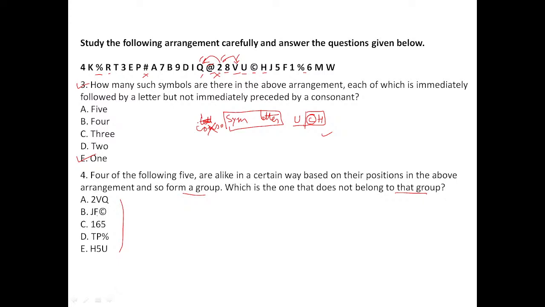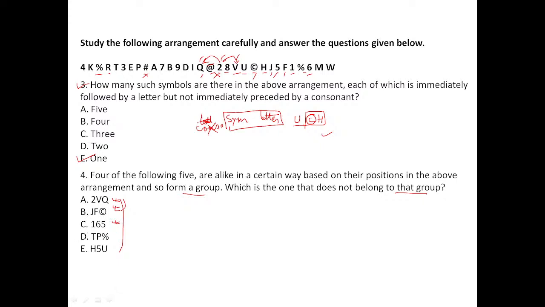Moving to the next, option B, JF copyright. Here is J, 1 drop, F, 1 drop on the left-hand side as well, copyright. Yes, it's also satisfied. So when these 2 options follow the same logic, you can be quite comfortable thinking that this is the logic. Now you have to check in which option this logic is not followed. Among the rest of the 3 options, maybe you can get the answer. Let's check 165. Here is 1, 1 drop 6, 1 drop on the left as well, it's 5. Okay, this is also satisfied, correct.